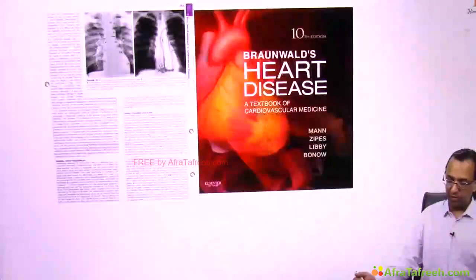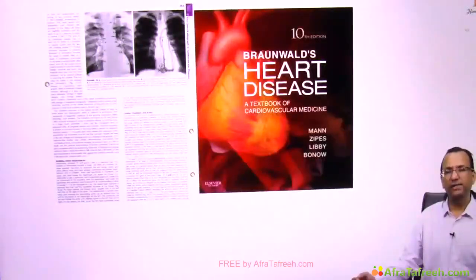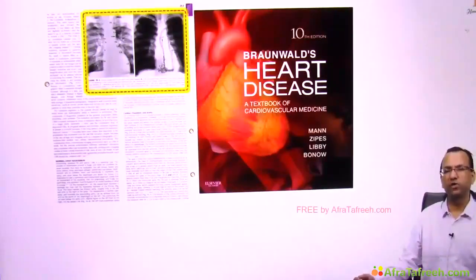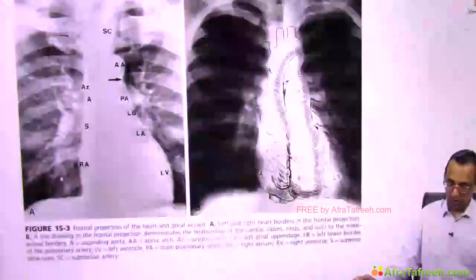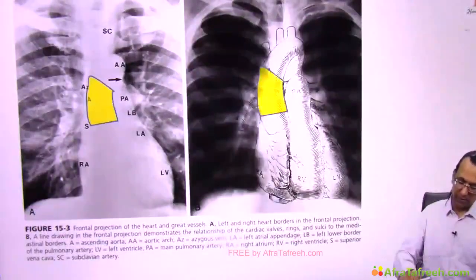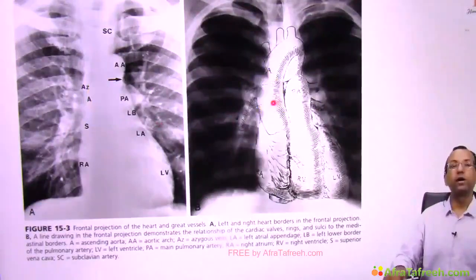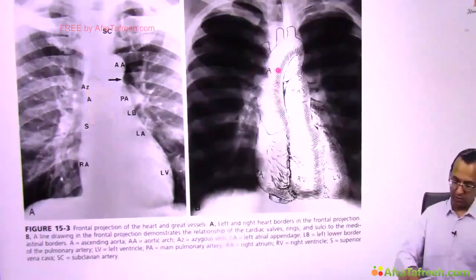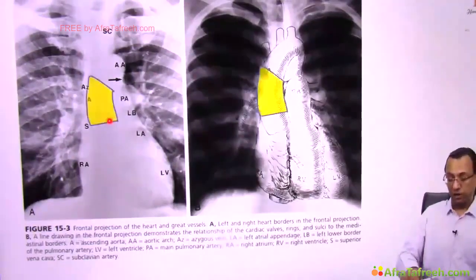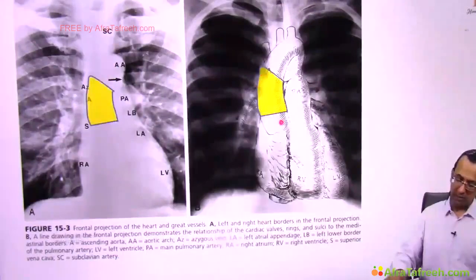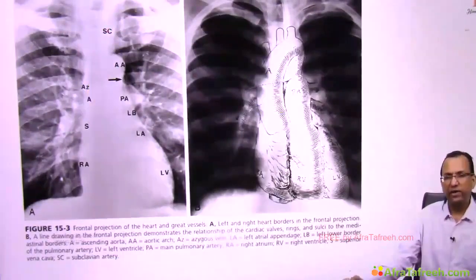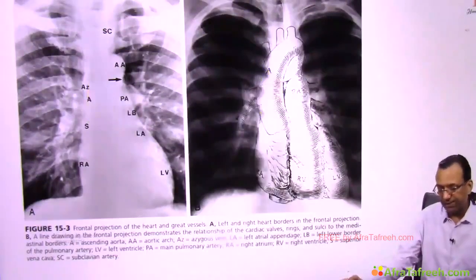But this is one book by Braunwald for the heart diseases and you see one X-ray. This is the X-ray which we have discussed just now and it is showing something which I don't really agree with. What is it showing? It is showing this ascending aorta in the right border of the heart. So this is the book you were referring to. Yes. So ascending aorta can be in the right border of the heart or not? No, I really doubt it. But it is shown there. Yes, it is shown there.